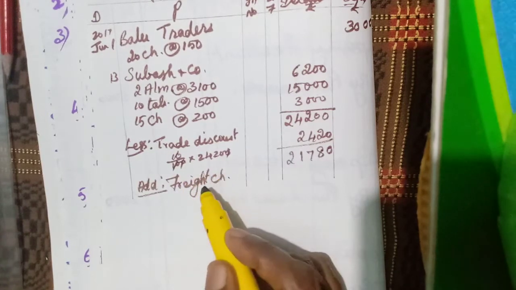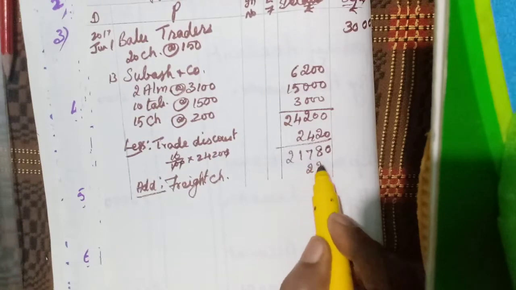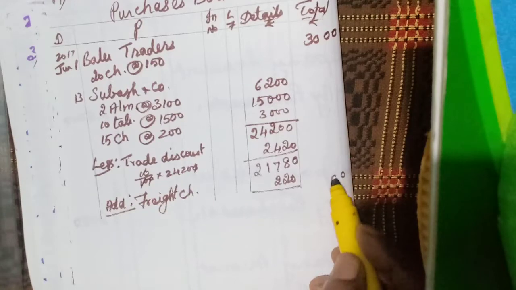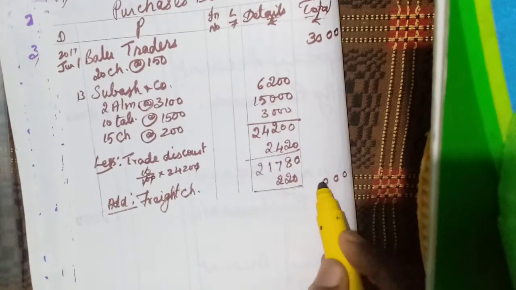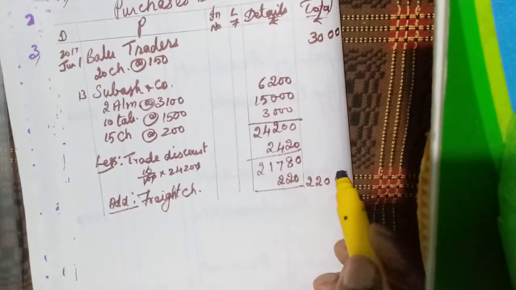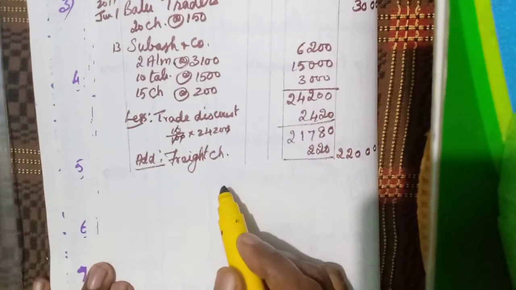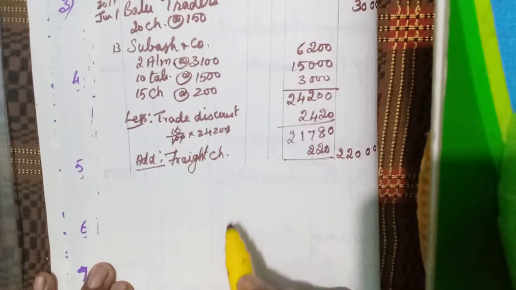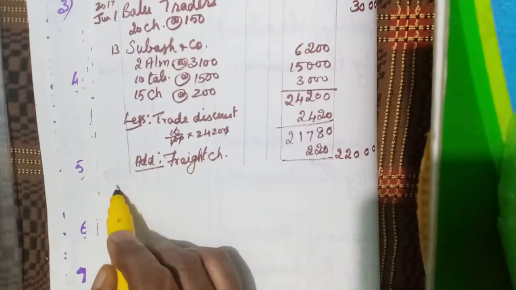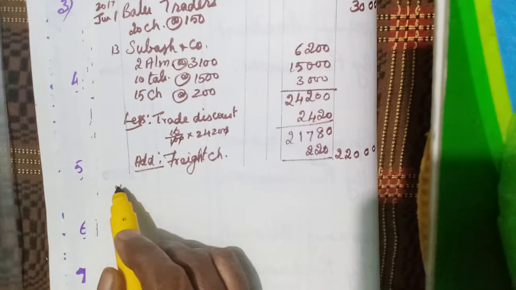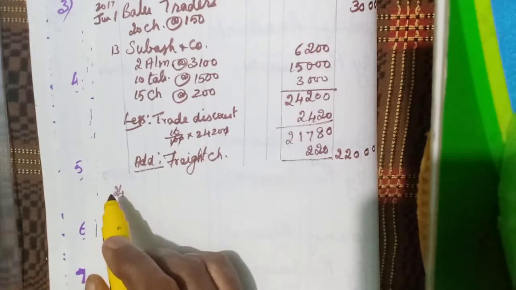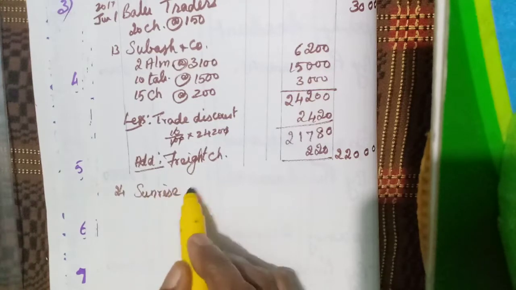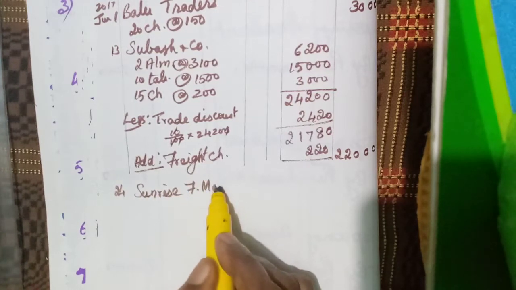Freight charges 220. Now you add and write here 0, 10, 10, balance 1. Okay. Then June 21 returned goods, isn't it? Then June 24, Sunrise Furniture Mart.